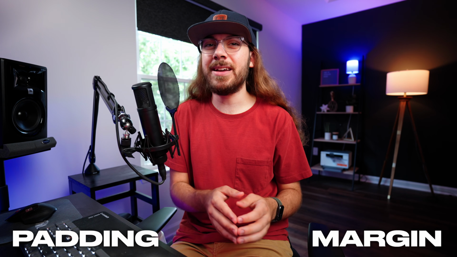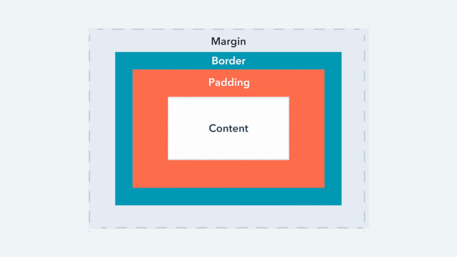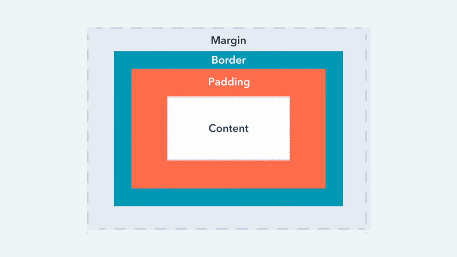Now I'm going to take some time to talk about padding and margin. These are two things you absolutely need to understand in web design because they are so common. You're going to be using them over and over. So what is padding and margin? Well, both of them are basically just empty space on a page between elements. But how does it actually work? What does it actually look like?